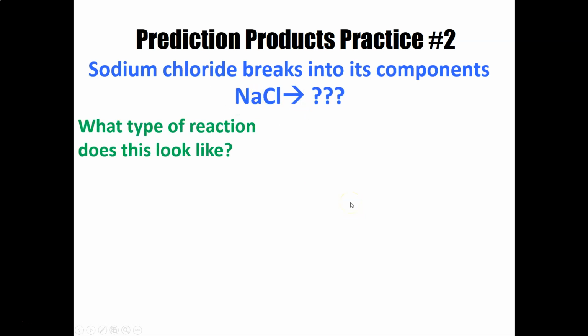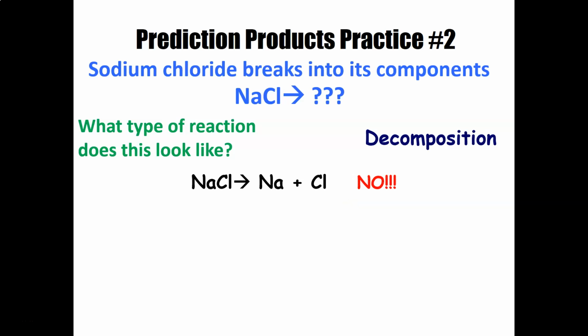Well, I told you it's going to break apart, and that's decomposition, isn't it? So then the next thing people do is they break it up like this and they think they're finished. No, no, no, there's a big giant problem. Chlorine cannot be by itself. It is diatomic. So I have to write it as a diatomic valid formula.